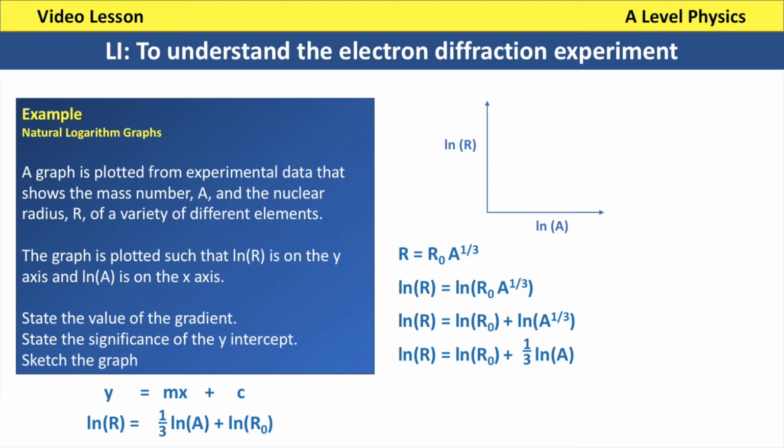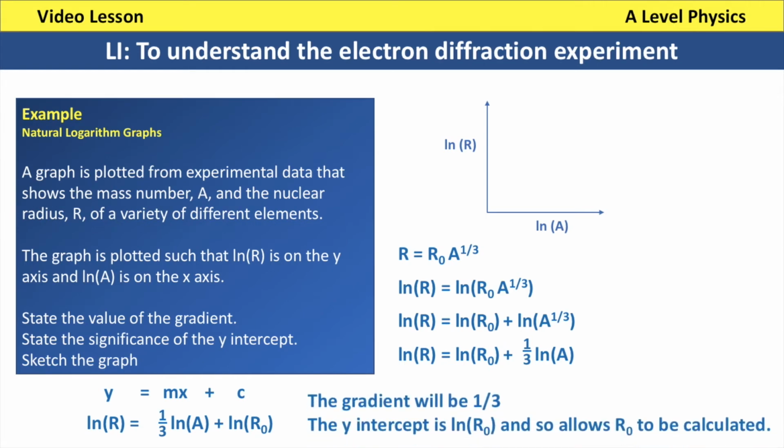It then says state the significance of the y-intercept. So the significance of the y-intercept, you can see that the y-intercept is equal to ln of R0. That means if we read off what the y-intercept is, then we can of course work out a value of R0 by doing e to the power of whatever that y-intercept is.